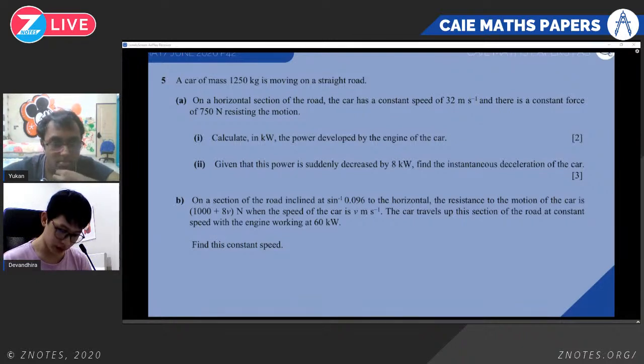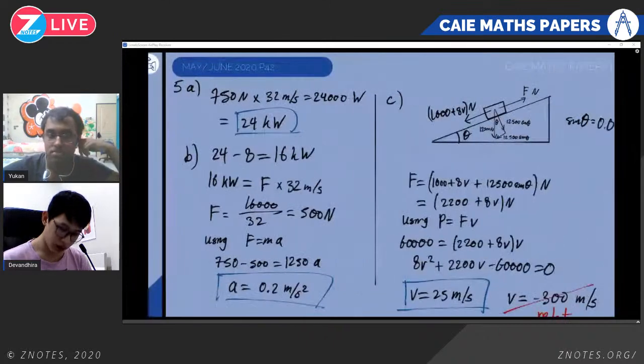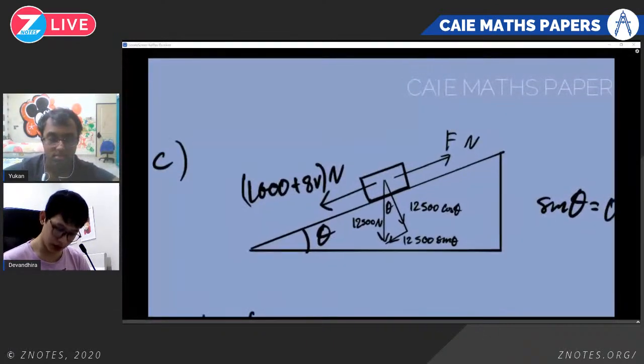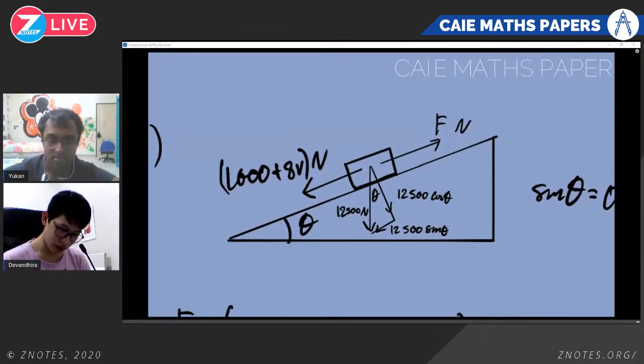The car travels up this section of the road at a constant speed with the engine working at 60 kilowatts. Find this constant speed. Right, so let's draw a diagram. That would be much easier. So I draw a box here, that's actually a car.